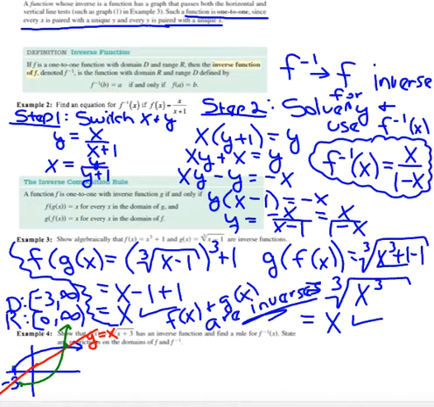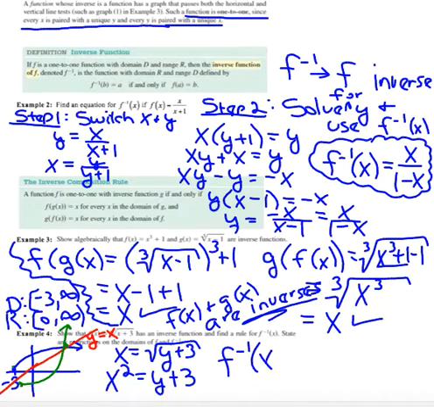Now, let's find it algebraically. All we have to do, again, is switch the x and y's. So I'm going to go x equals the square root of y plus 3. I square both sides of the equation to get rid of the square root. So I have x squared equals y plus 3. Then I subtract 3 from both sides to solve for y, and I get f inverse of x.